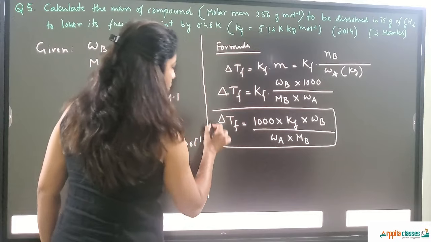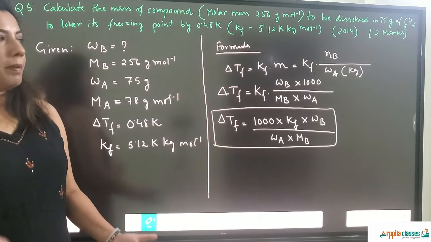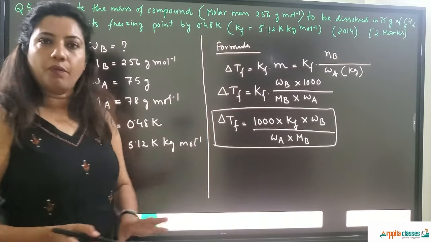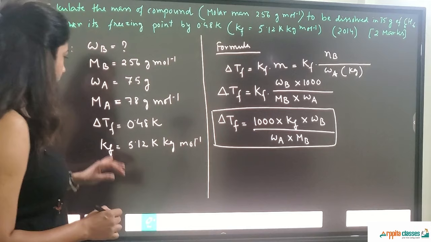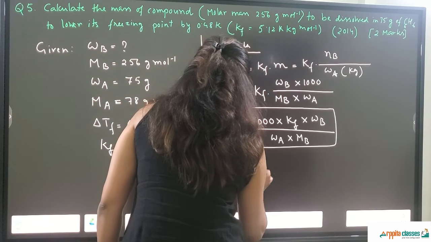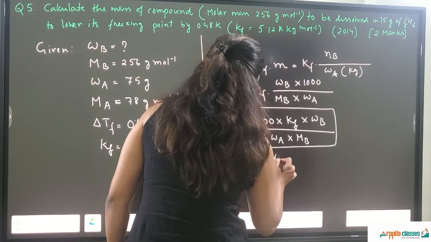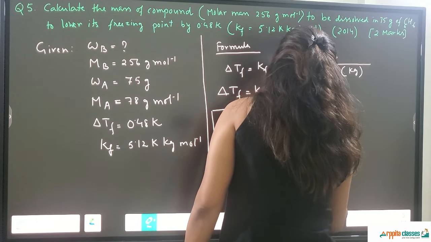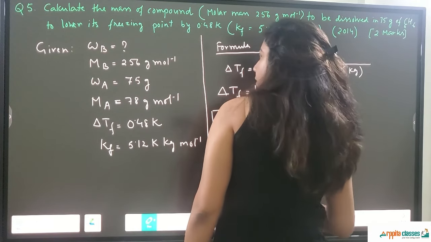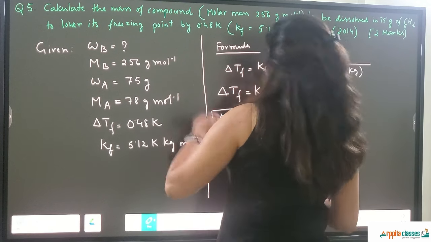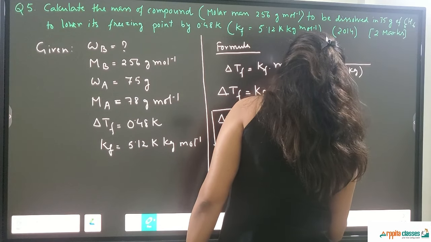I already showed you how to derive the formula. If you remember, you can directly use the formula, or if you do not remember, you can derive it this way. Now we put the values: delta Tf is 0.48, 1000 into Kf, that is 5.12, into Wb, which we have to calculate, divided by Wa, which is given as 75, and Mb is given as 256.